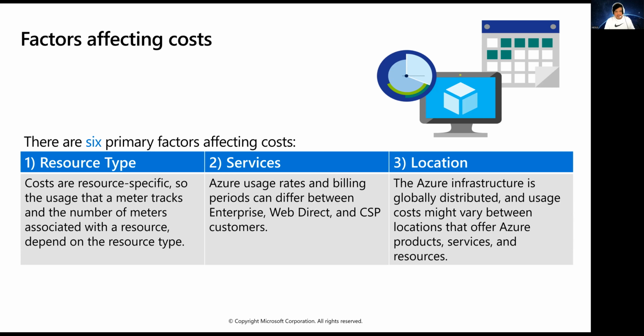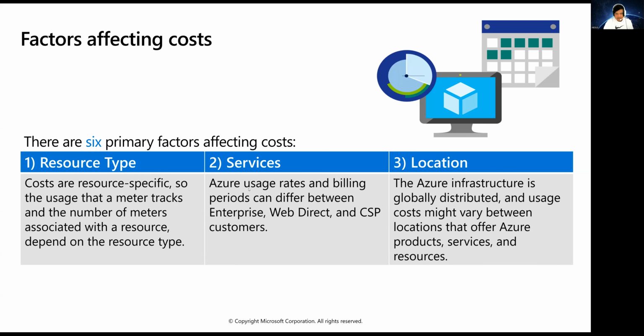One is resource type. Second, ano ba yung service na in-avail ninyo? And third, saan kayo nag-avail ng service? So actually, there are 6 primary factors affecting cost. The first one is the resource type. So costs are resource specific. The usage that the meter tracks and the number of meters associated with the resource depend on the resource type. So kung ano yung resource na kinuha ninyo? Virtual machine, firewall, WAF, or VNet, network security gateway, firewall, and so on. So ano ba yung mga resources na yan?